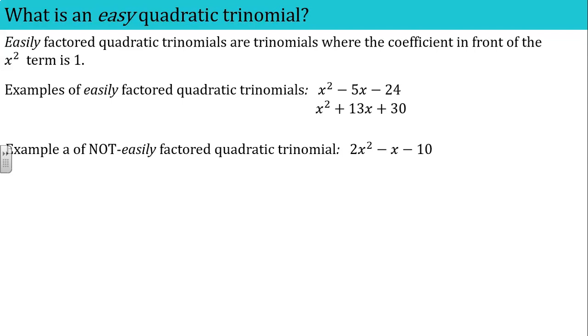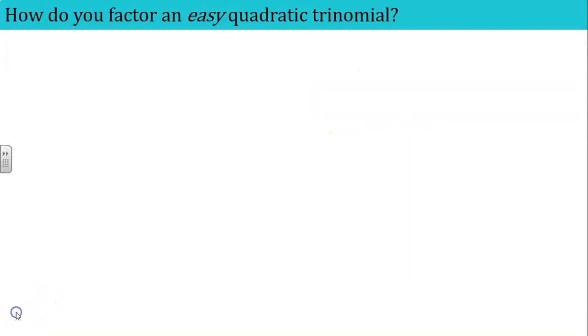By contrast, this is an example of a not easily factored quadratic trinomial. Here's our x squared term, and the coefficient in front of it is a 2. So these are hard to factor trinomials, and I'll talk about them later in this video. These are easy to factor quadratic trinomials, and I'm going to start this video by talking about how to factor them. So now that I've talked about what makes something an easy quadratic trinomial to factor, let's talk about the actual steps so that you could factor one.